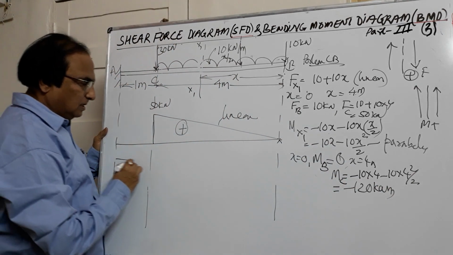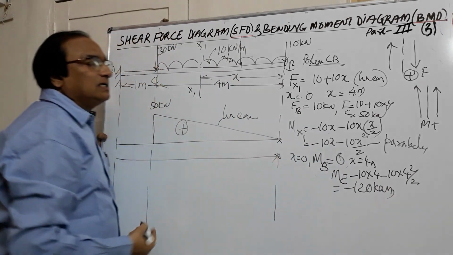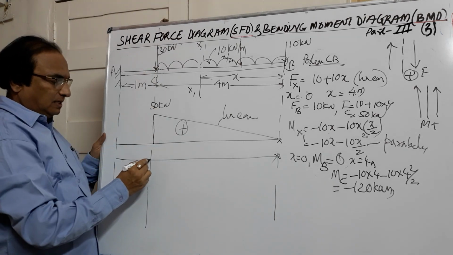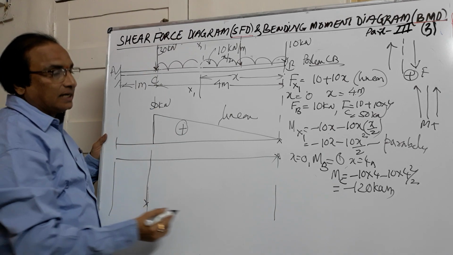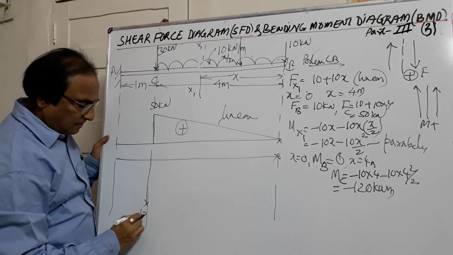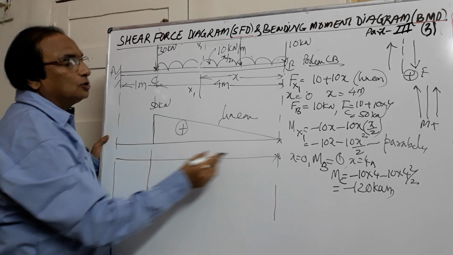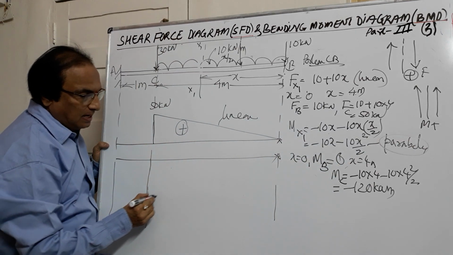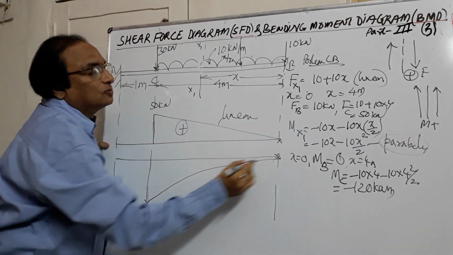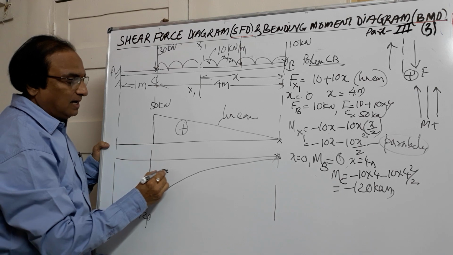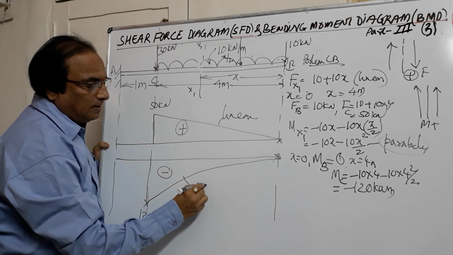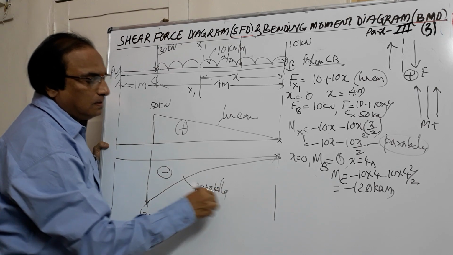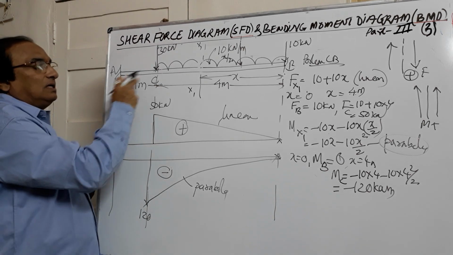If I plot the bending moment diagram, here bending moment is 0 and at C it is going down because it is negative, minus 120. I'll have to join these two points by a parabola. So here it is 0, this is minus, and this is a parabola. Now we'll come to the remaining portion.